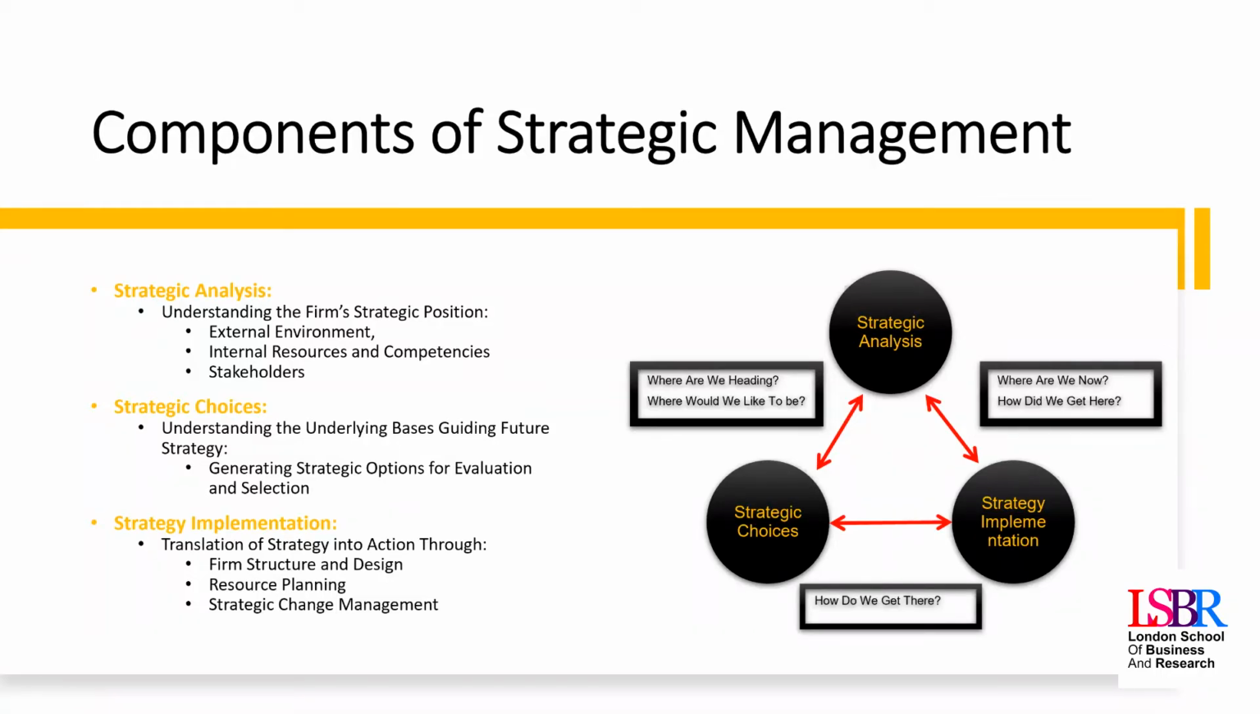Okay, so strategic implementation is all about translating what's on the paper, what's on the blueprint, into action. We can sit in an office, locked in a room, and come up with the best strategy in the world. It might transform the business, but if we can't implement that, if we can't turn that into practice, then it's failed.